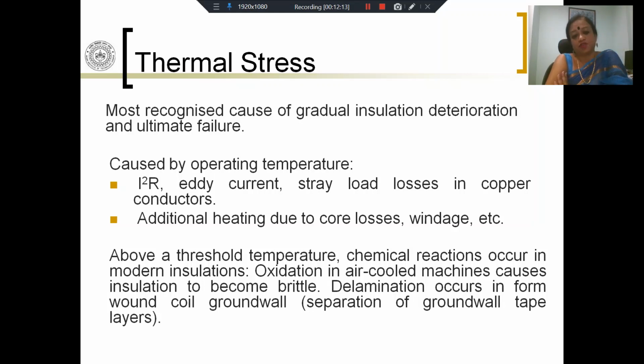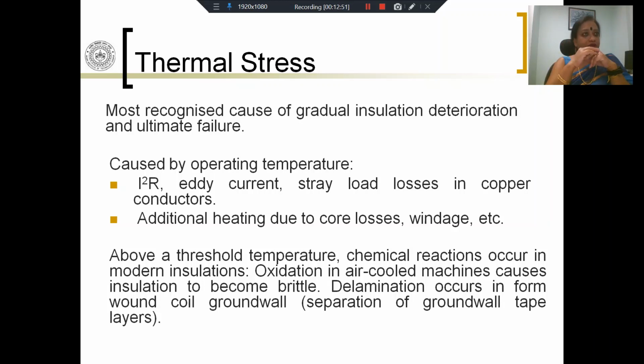For example, to give you two examples, suppose you have air-cooled machines. In air-cooled machines, you have elevated temperatures and you have the presence of oxygen. Oxidation in air-cooled machines causes the insulation to become brittle. So there is a change in the mechanical property. When the material becomes brittle, it may fail mechanically, or because of the brittleness, delamination may occur in form wound coil ground wall. So wherever you have the ground wall, you have the tape layers. Between the tape layers, there might be delamination due to unequal material expansion.